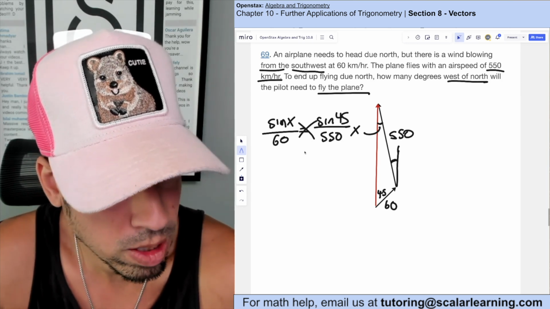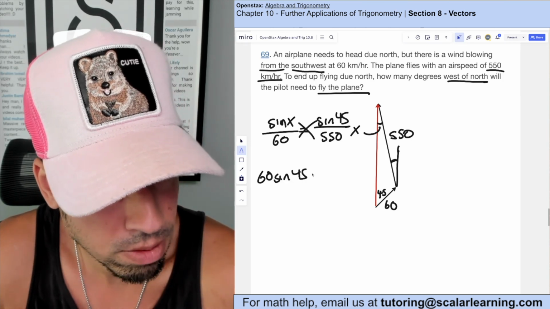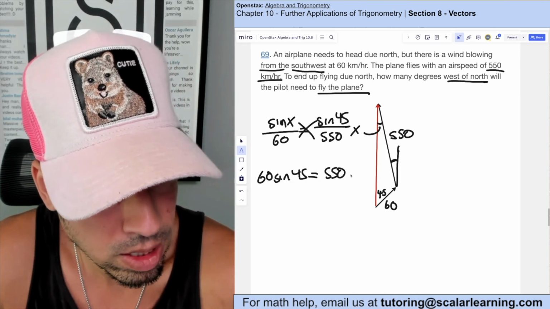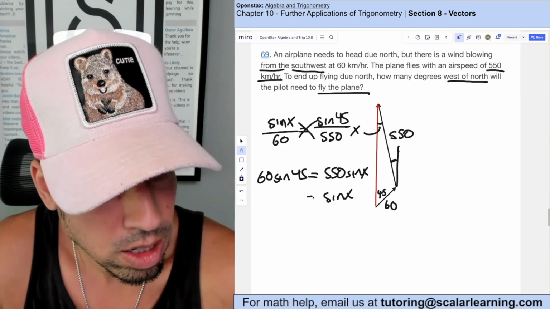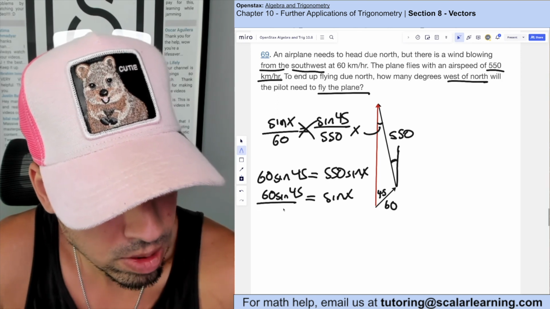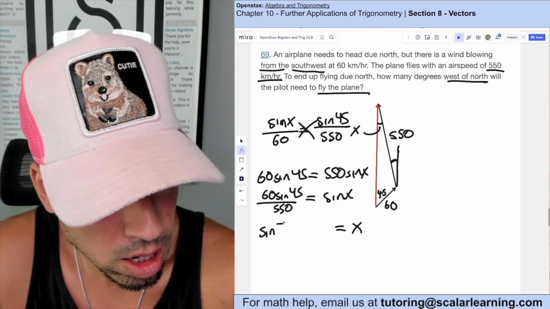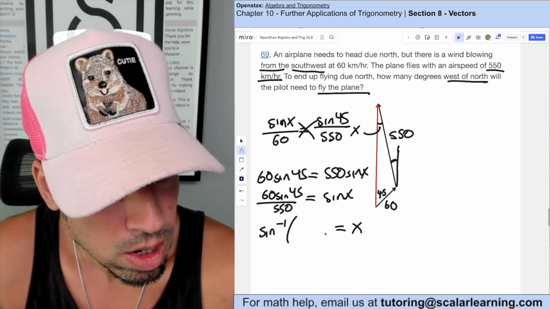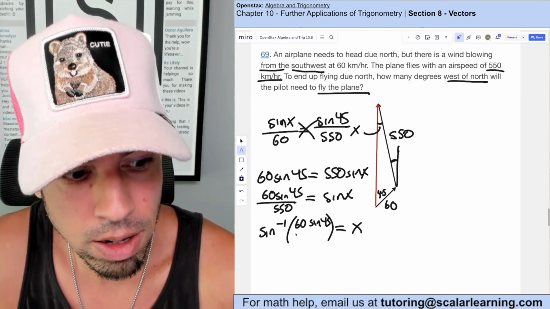Now we're going to cross multiply and solve. So we get 60 sine 45 equals 550 sine of x. Divide both sides by 550. Sine of x equals 60 sine 45 over 550. Last but not least, I need to take arcsine of both sides. That's going to just cancel out the sine there. And then arcsine of this quantity, which is 60 sine 45 over 550.